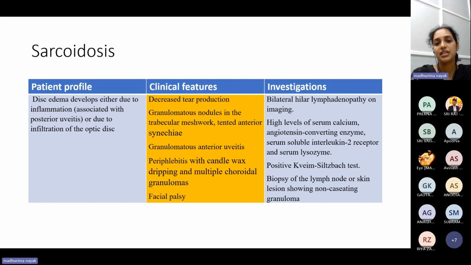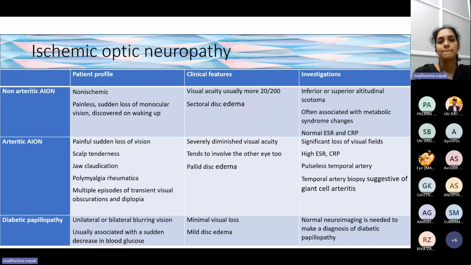You may find periphlebitis with candle wax drippings. This is why I was telling you that you have to do a full retinal examination in any case of disc edema. In the periphery, you might find some periphlebitis that may hint towards sarcoid. You may also have a history of facial palsy. On investigating, the usual tests that we do for sarcoid will come positive, and these also need some sort of immunosuppression.